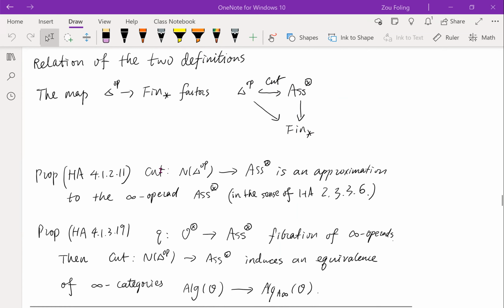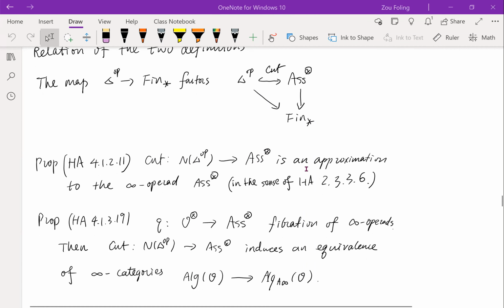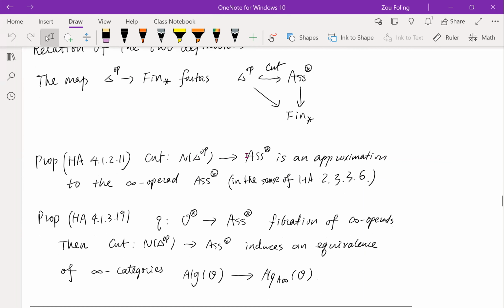And in fact, if you take the nerve of delta op to associative tensor, this map is sort of an approximation to the infinity operad associative tensor. In the sense, actually, I don't understand. So I listed it here just to convince you that these two, one being an infinity operad, the other not being an infinity operad, are closely related.